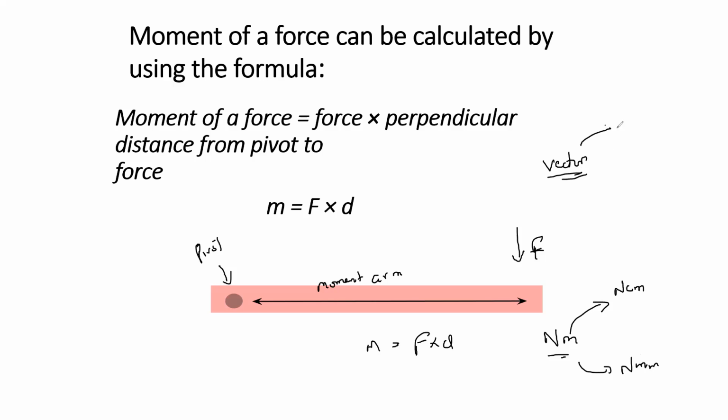So what are the directions for the moment or turning effect? Either it will be anti-clockwise or clockwise. It depends on the direction in which we apply the force, as well as the distance and the position of the pivot. So these factors decide whether a moment or turning effect will be clockwise or anti-clockwise.